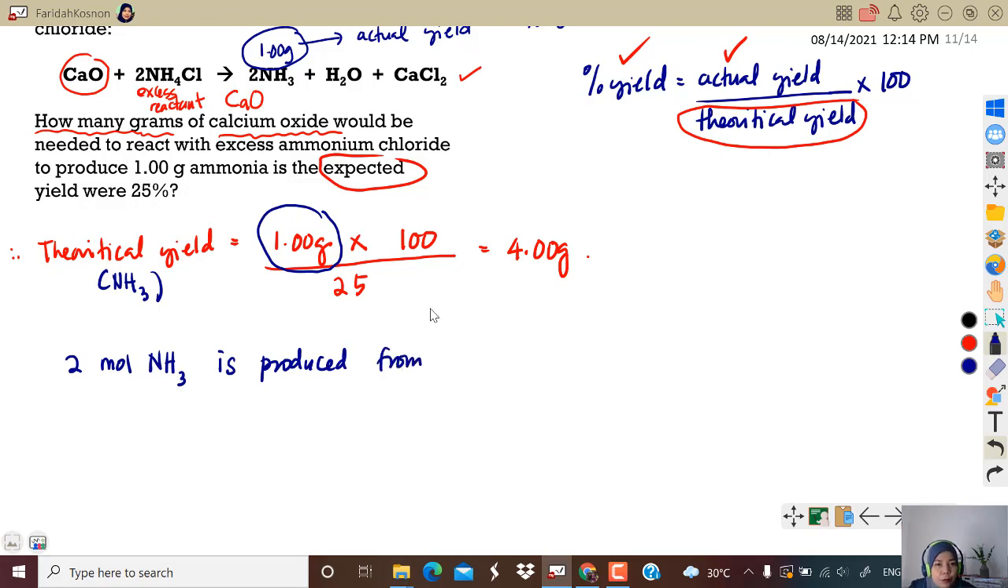Refer to the equation from 1 mole of calcium oxide. Okay, now if you look here, I forgot to show this. For this 4 gram of ammonia, we can find its mole. So you find the mole of ammonia first. I'll show it at the side.